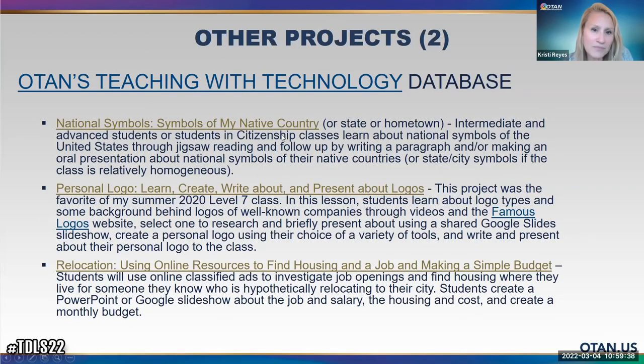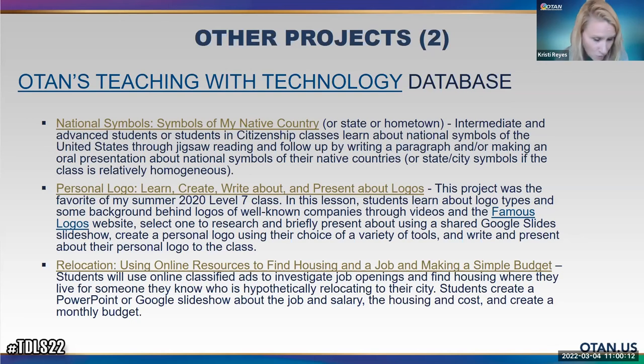Yeah. Another one, again, because I'm teaching ESL, but this could be for ABE, it could be symbols of my hometown, okay? So we do this whole, you know, learning about symbols. And what they do then is write a paragraph and make a presentation or a digital story about symbols of their native country. What are the main things that the world recognizes of their country, and what do they symbolize?